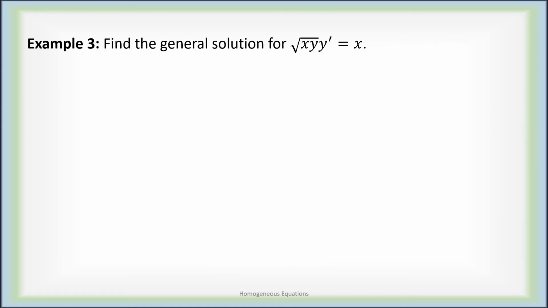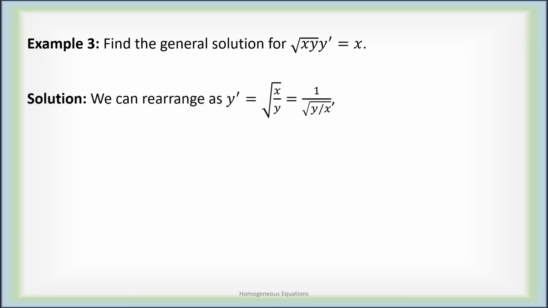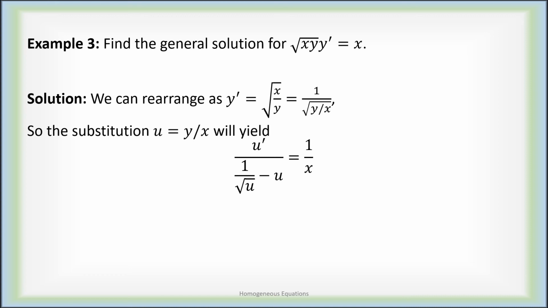As a third example, let's find the general solution for the square root of xy times y prime is x. As before, solve for y prime. It works out quite nicely to just be root x over y. And I'm going to write that as 1 over the square root of y over x. Make our change of variables u equals y over x.